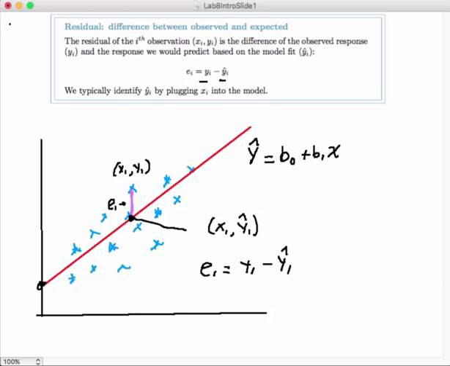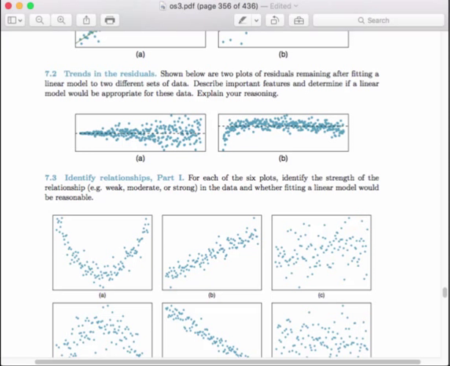All right, let's go take a look at one of the textbook problems here. In problem 7.2, they ask us to see if there are trends in the residuals.